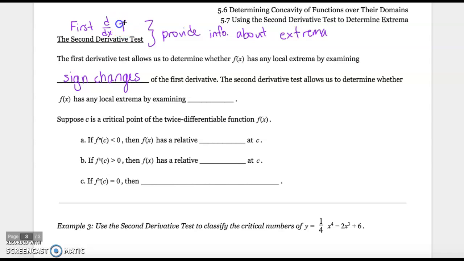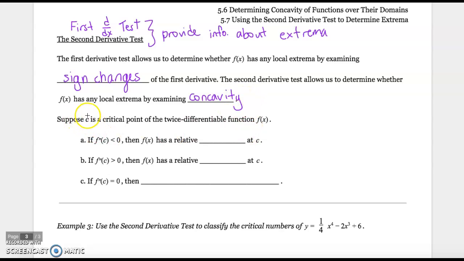So both of the formal tests that we use, your first derivative test and your second derivative test, tell us information about extrema. The first derivative test allows us to make a sign chart and then determine whether or not our original function has a max or a min based off of whether it changes from positive to negative or negative to positive. What the second derivative test allows us to determine is whether or not you have a max or a min by examining the concavity. I'll show you how this works.